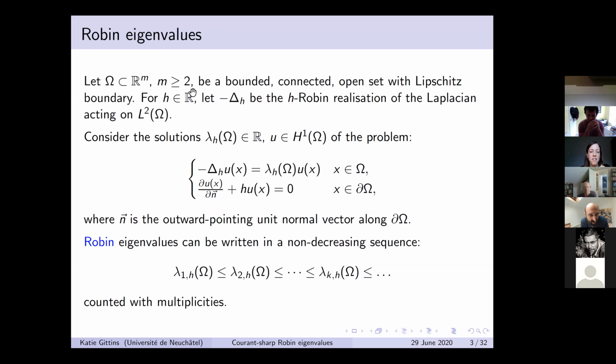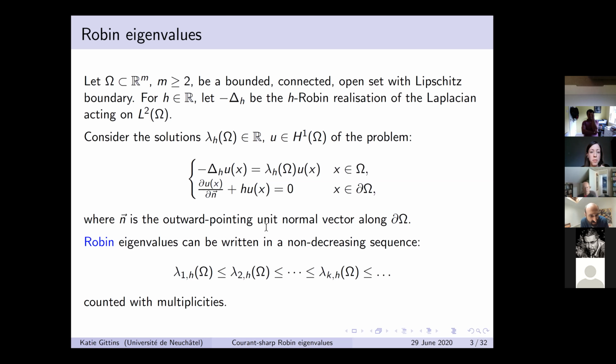And then for me, h is going to be the Robin parameter. It's a real parameter, and I'm looking at the Robin boundary condition here. So I have the eigenvalues of the Laplace operator with this condition, where I take the normal derivative of the function along the boundary plus h, the Robin parameter, times u, equal to 0. And it's well known under these geometric constraints that the spectrum of the Robin Laplacian is discrete, and so we can write the eigenvalues that I'll denote like this, lambda_k(h).